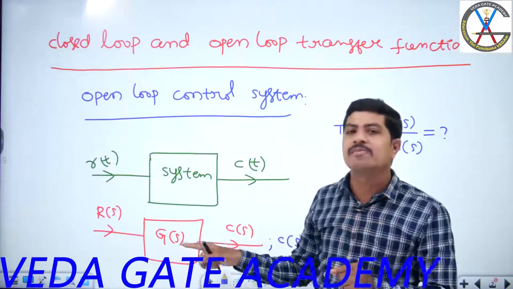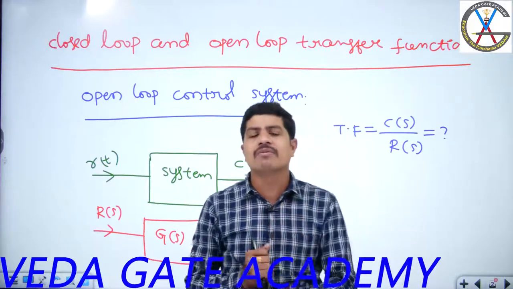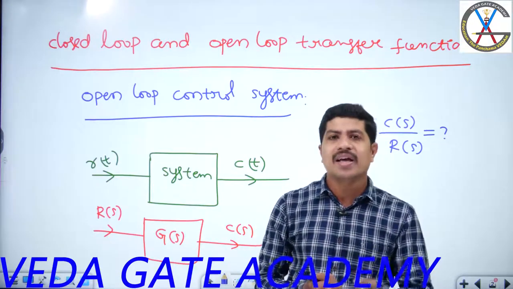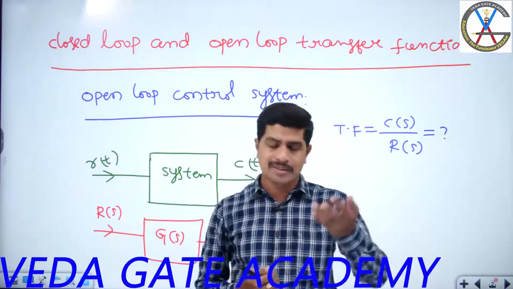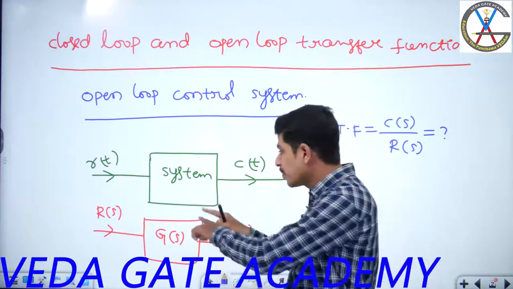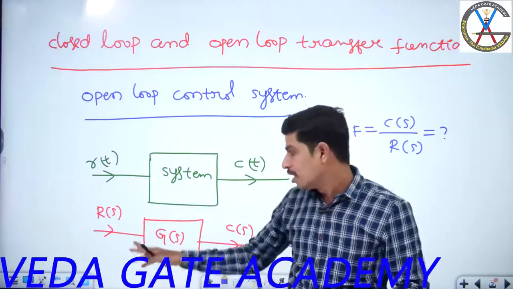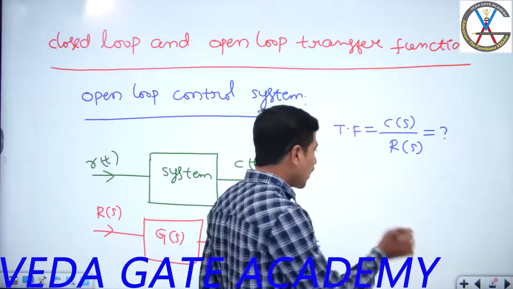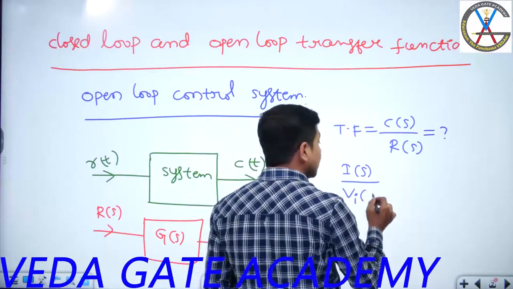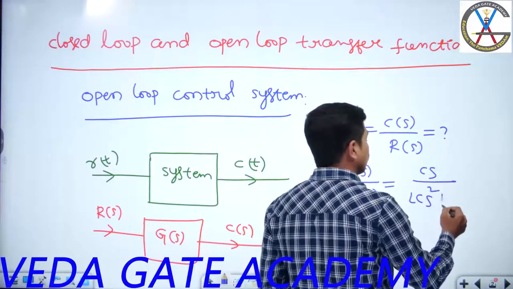I'll tell you very simply. If you take a series RLC network, what transfer function did we get if we took voltage across or current as output? Something like CS by LCS square plus 1, for the series LC in the previous class. That CS by LCS square plus 1 must be kept in a box. We got the transfer function in the previous discussion for the series LC network. If we take current as our output, we got CS by LC S square plus 1.